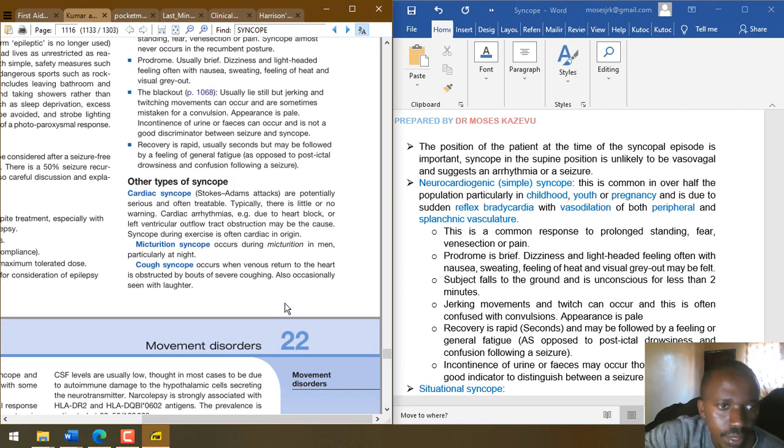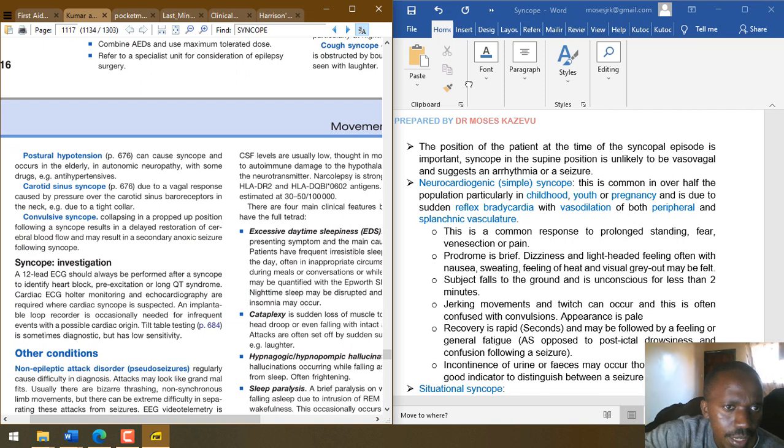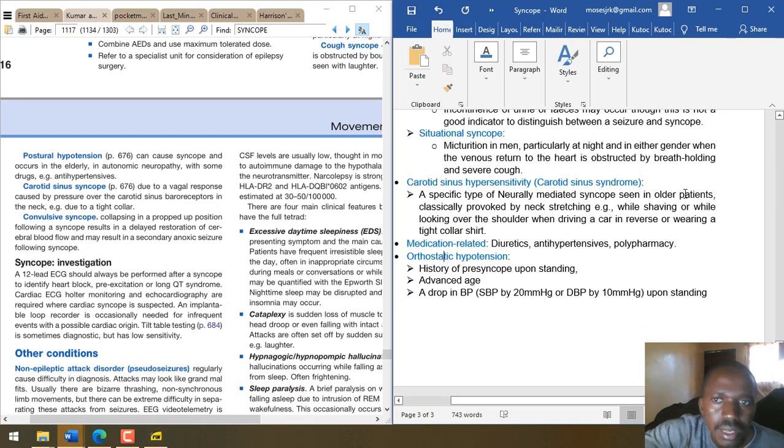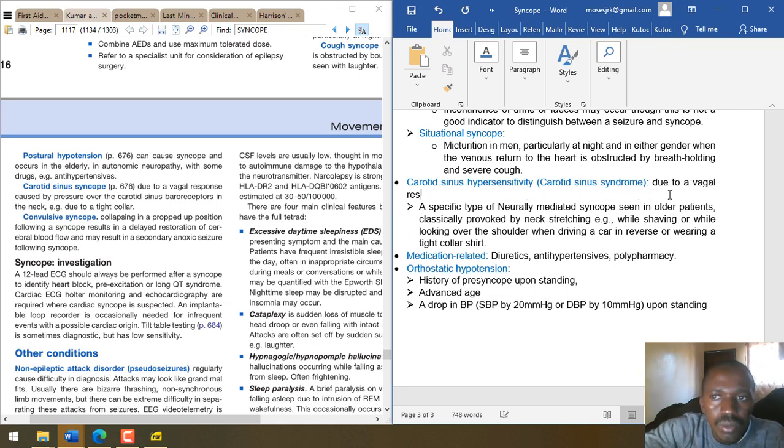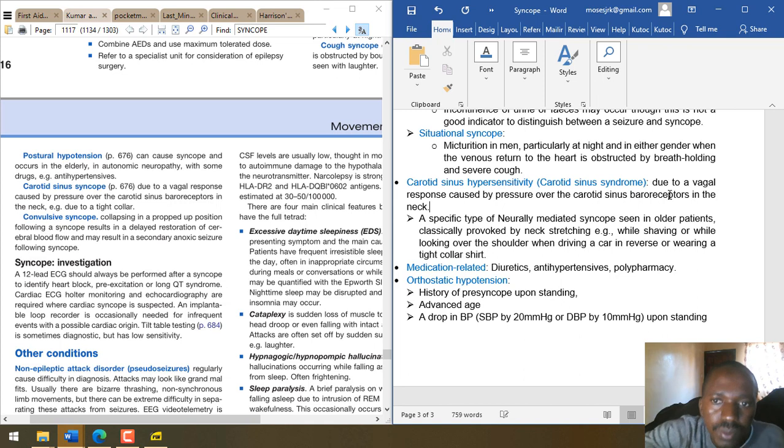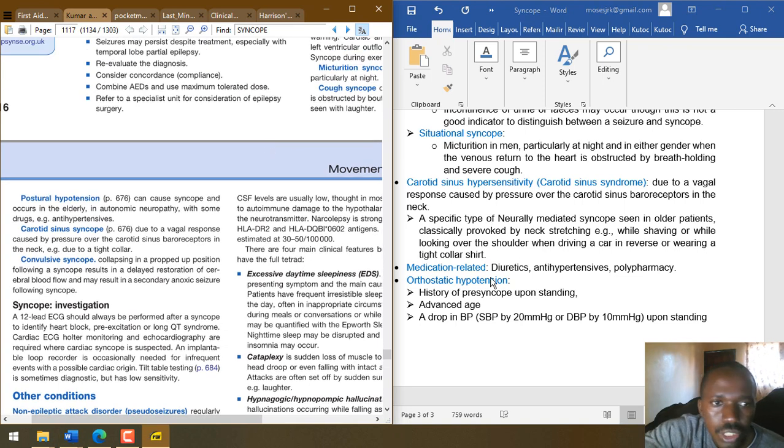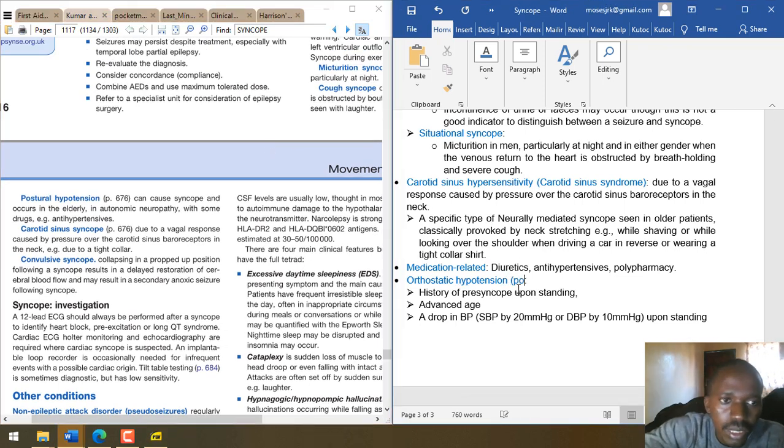So here are other types of syncope, as we can see, that have been covered on different pages. Carotid sinus syncope, I think due to a vagal response. Okay, fine. This actually even explains what is causing these things, so we can add this as a qualifying statement: due to a vagal response caused by pressure over the carotid sinus baroreceptors in the neck. Okay, so I think that's okay. And then postural hypotension, which is the same thing as orthostatic hypotension, so we can just call this postural hypotension over there.